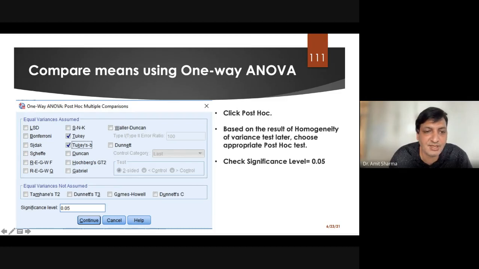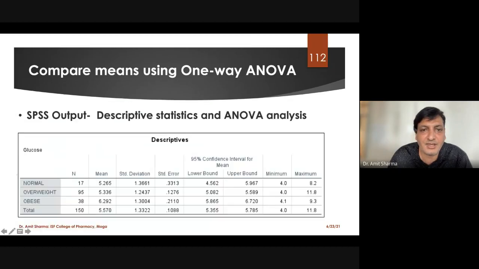And just check the significance level for the test, the cutoff point. By default, the software is going to take this as 0.05, so it will remain the same. If you want to change it, you can change it as per the need of your study. Clear? And just click OK. You are going to get the results.